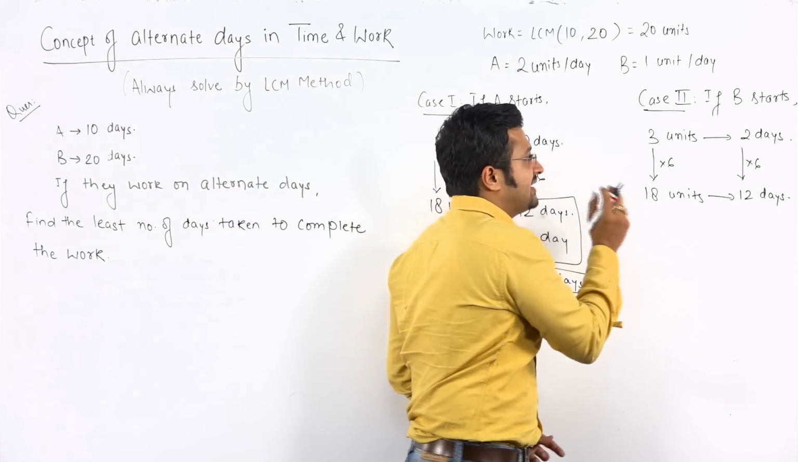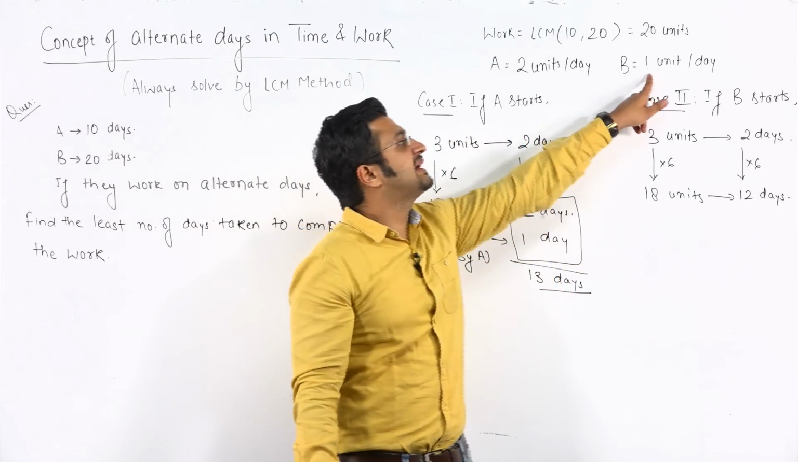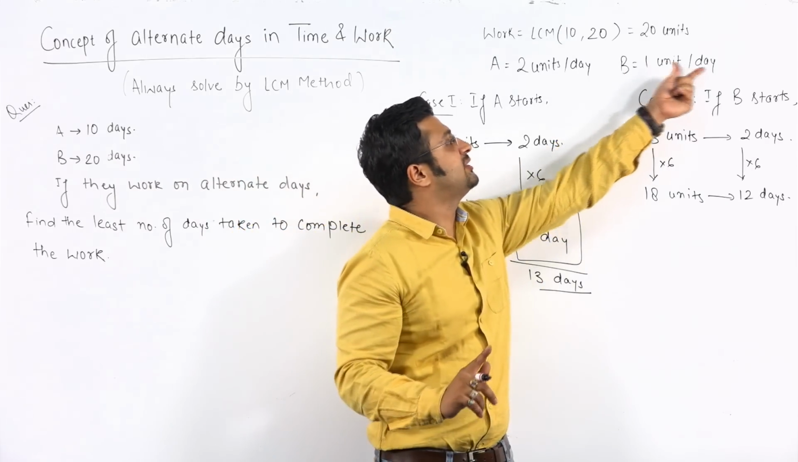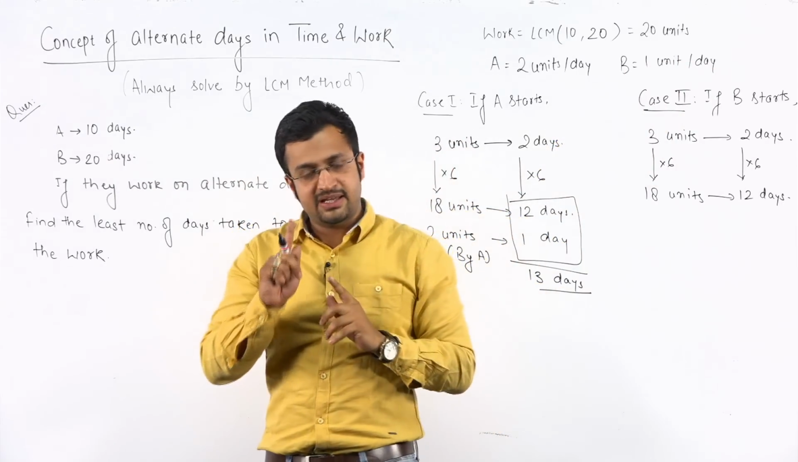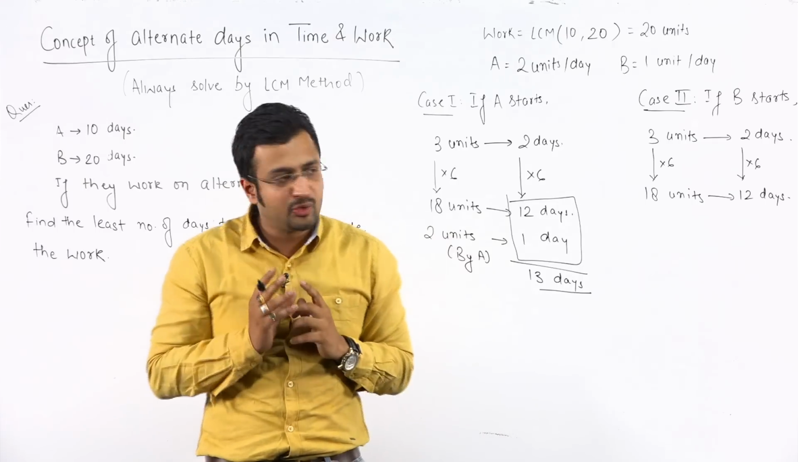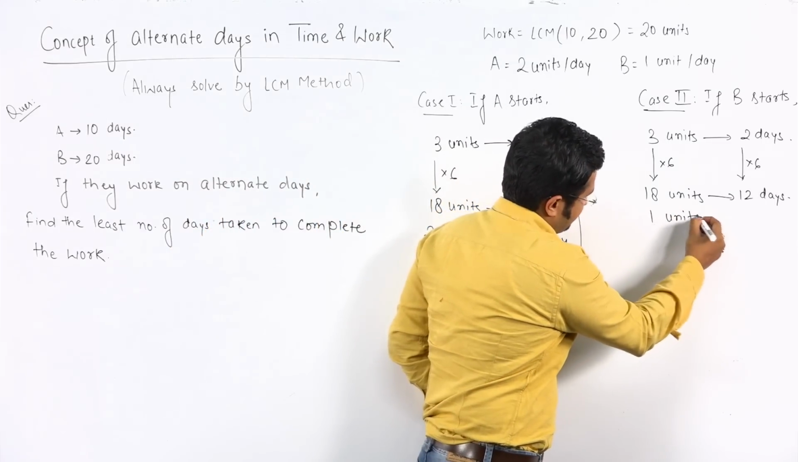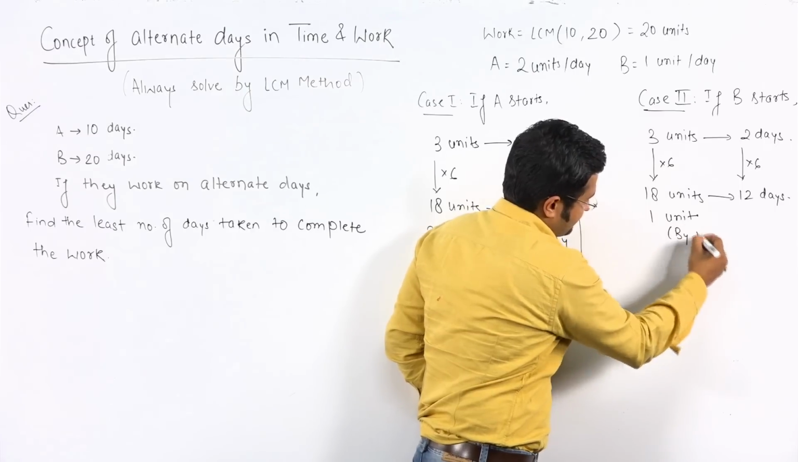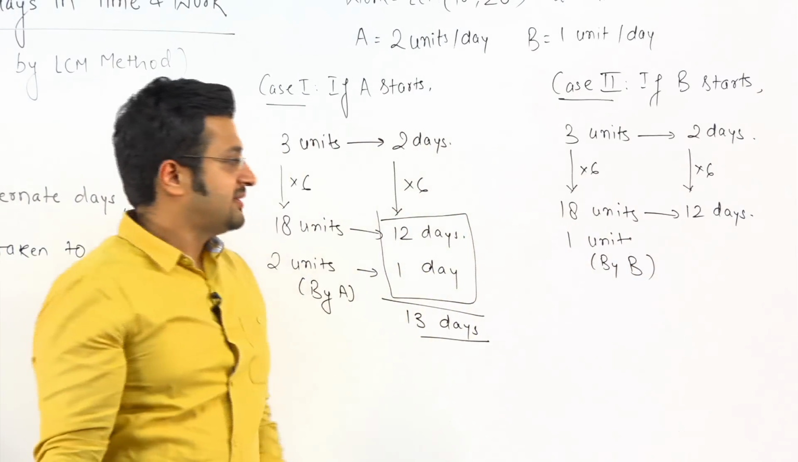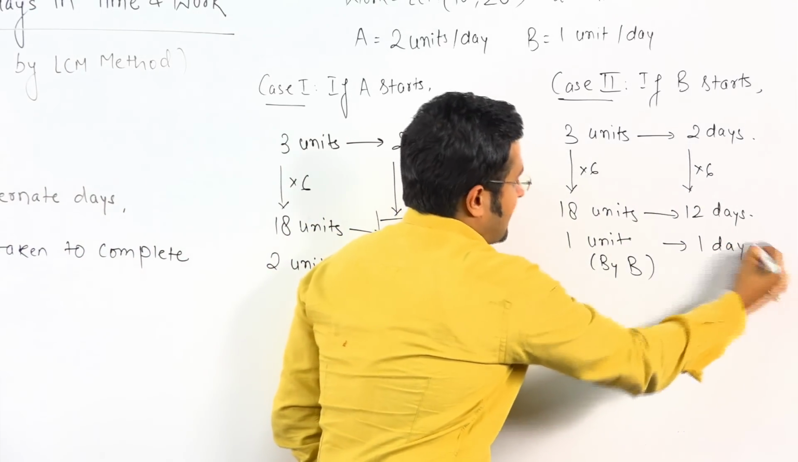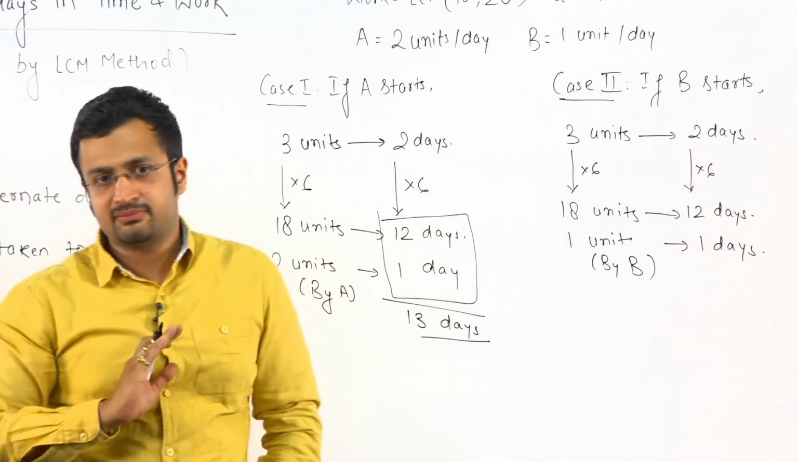Now how many units are left? 2 units are left. Can B complete 2 units in 1 day? No, because B's capacity is just 1 unit per day. B एक दिन में केवल 1 यूनिट कर सकता है, हमें कंप्लीट करनी है 2 यूनिट. तो पहले 1 यूनिट कर लेगा B, 1 unit by B in how many days? 1 day. अब 18 plus 1, 19 units are completed.